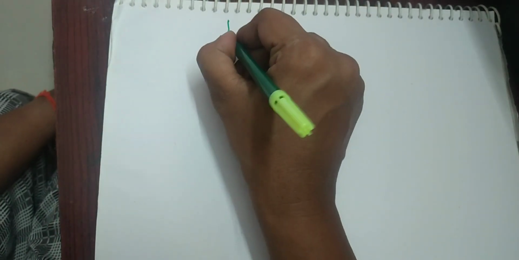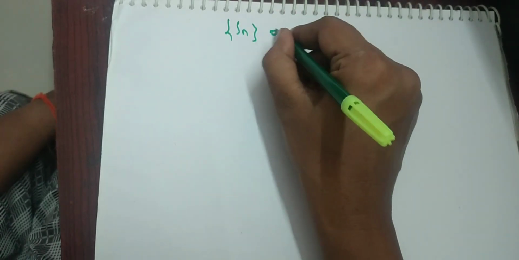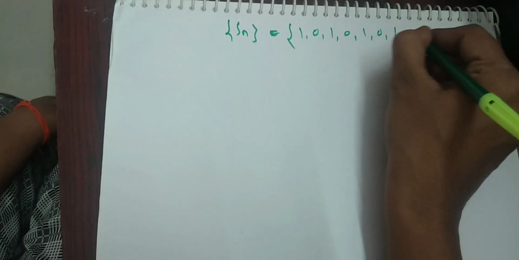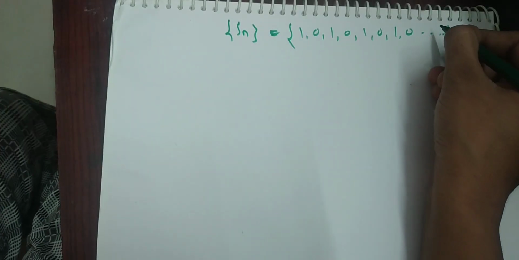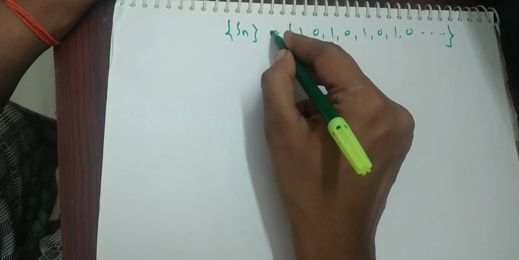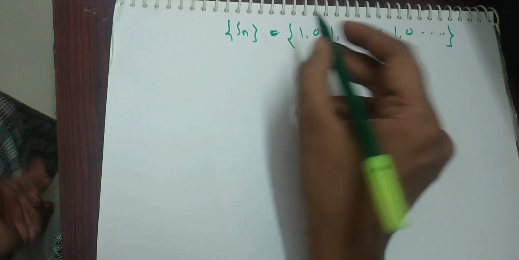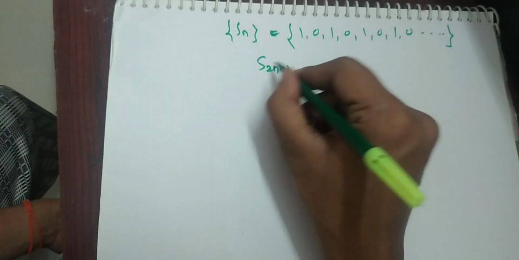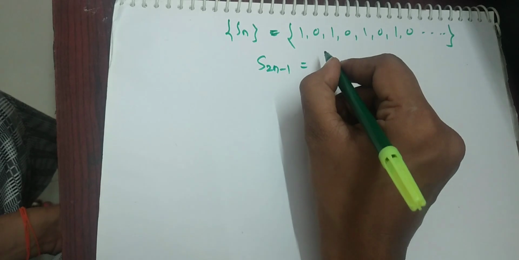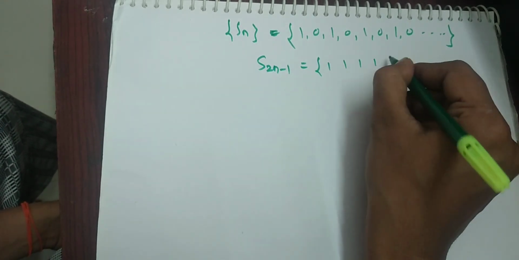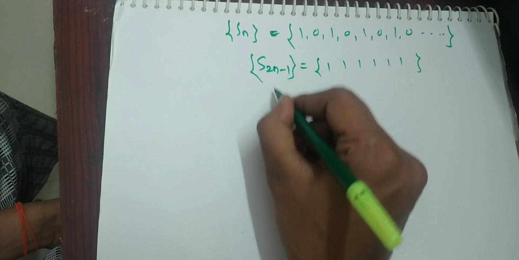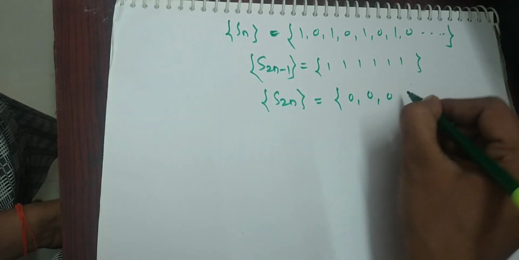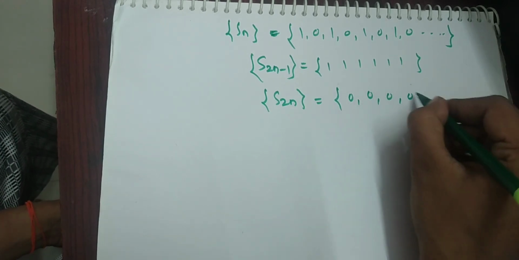Okay, suppose this is a sequence Sn. We are defining Sn as 1 0 1 0 1 0 1 0 like this. So this sequence has two subsequences. We can define these two subsequences of Sn: S2n minus 1 is 1 1 1 1 1 1, and the second sequence S2n we can define as 0 0 0 0 0.